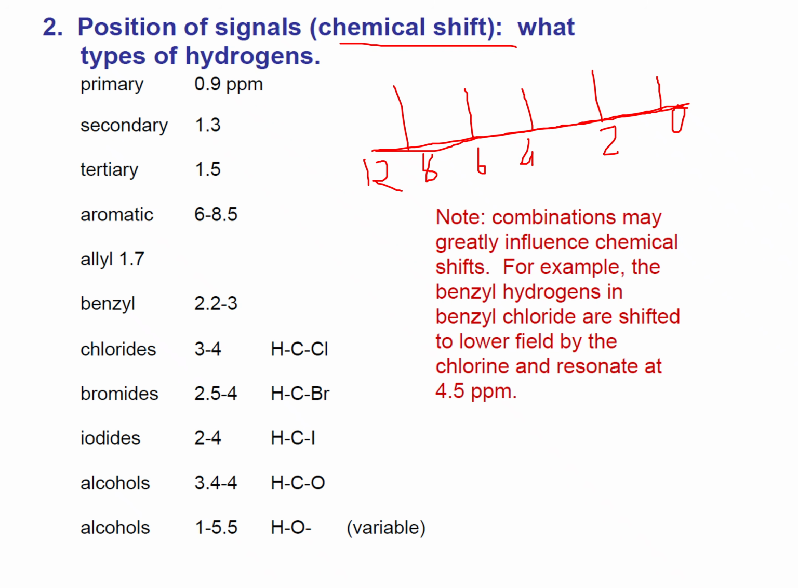Actually it occurs due to the presence of some electronegative atom, or some heteroatom, other than carbon and hydrogen. You can see for chloride you'll have a peak at 3 to 4. For bromide you'll have a peak at 2.5 to 4. Actually it depends on what? It depends on the nature of the electronegative atom attached to the carbon.